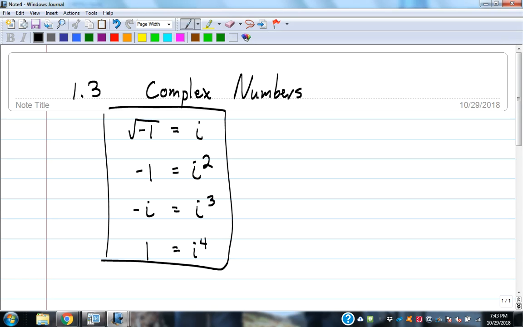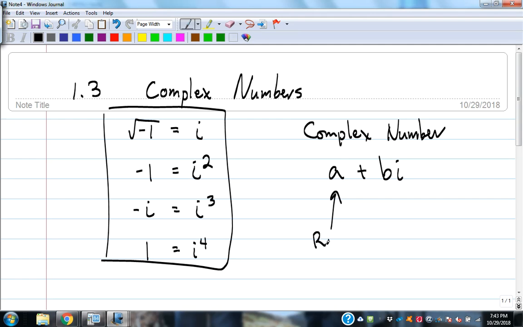A complex number is a plus bi. This is called the real part.